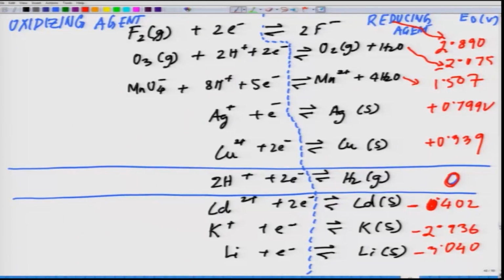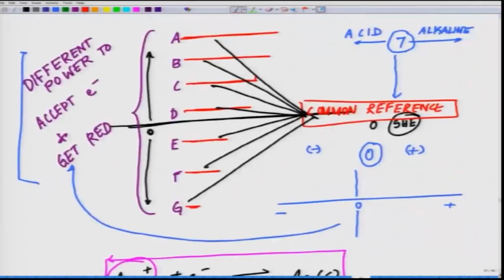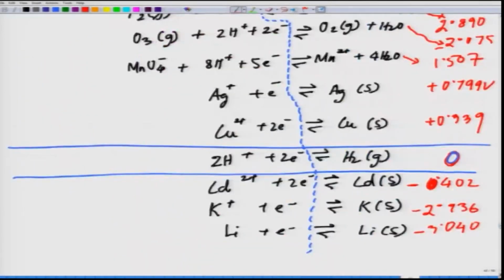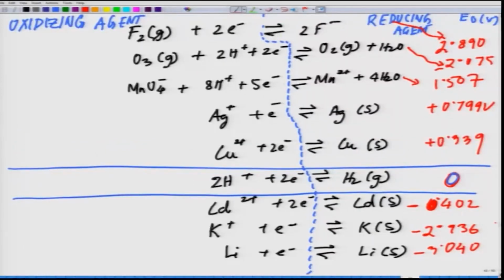Now, I told you something. I wanted to show you that picture which I drew earlier out here. This is that reference. You remember? I told you that there is a reference. With reference to it, we have certain things which are on the negative side, and which are on the positive side. Now coming back, here is your situation. What does this physically mean? Physically, if you look at this picture, say fluorine has a value of 2.890 as compared to silver, which is 0.799.